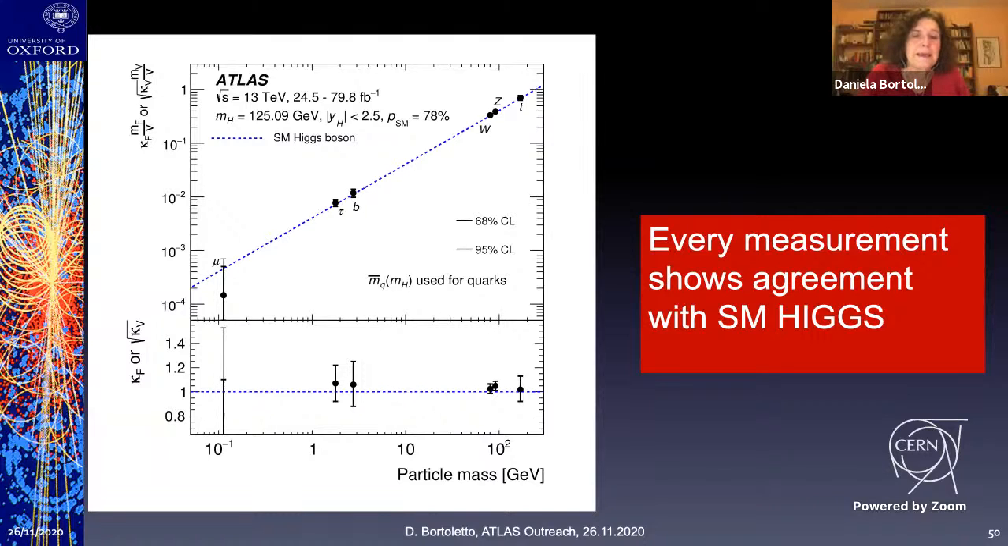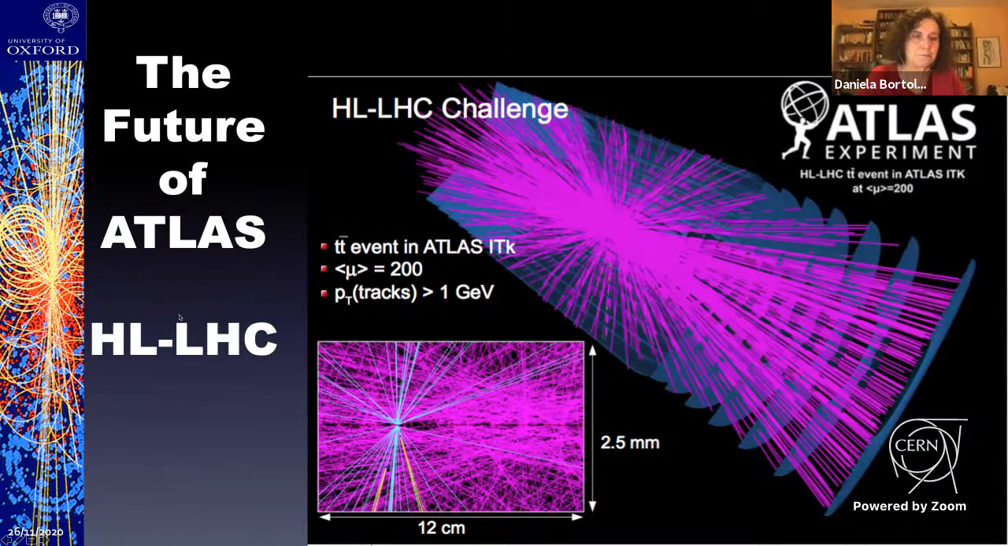So what you can see here is that up to now, we have measured a lot of decays of the Higgs boson. And what we see is that the Higgs boson couples more to particles that are more massive. So here is the top quark, which has a mass of 175 GeV, the W and the Z, which have a mass of about 100 GeV, the B quark, the tau, and the muon that has the lightest mass. So you can see that at the moment, everything seems to be in agreement with the standard model. So what is the future?